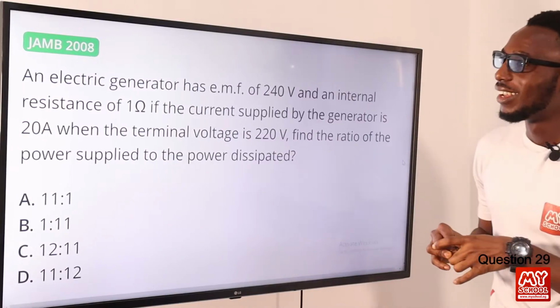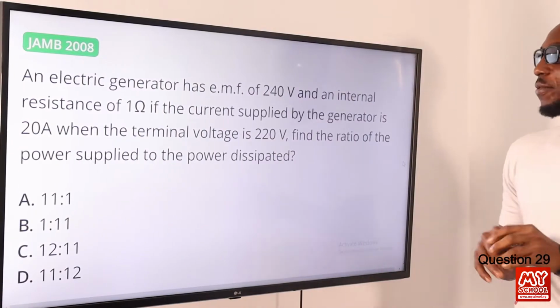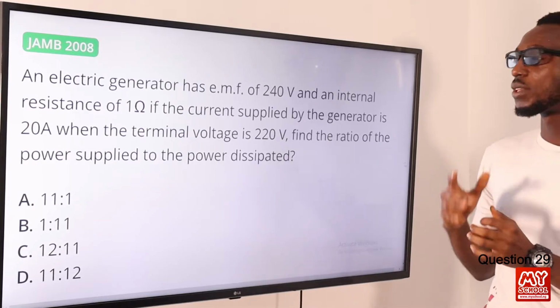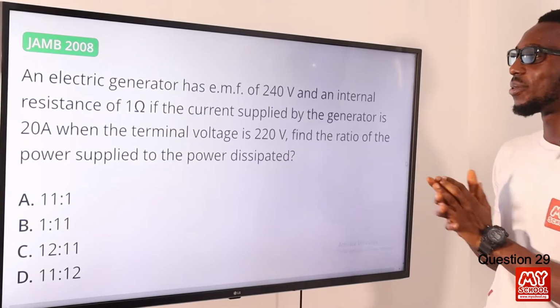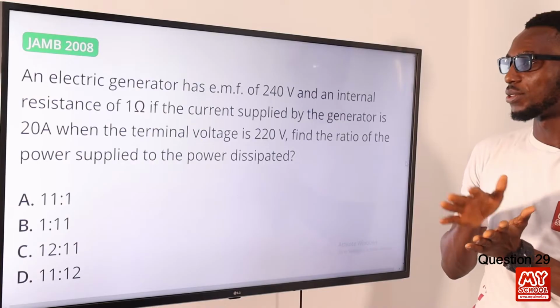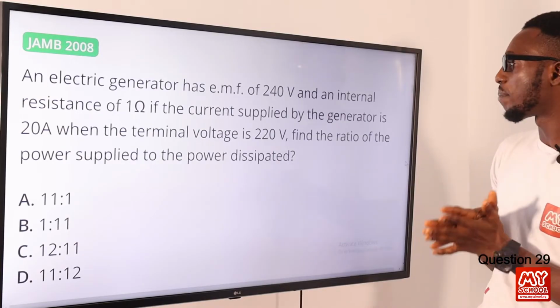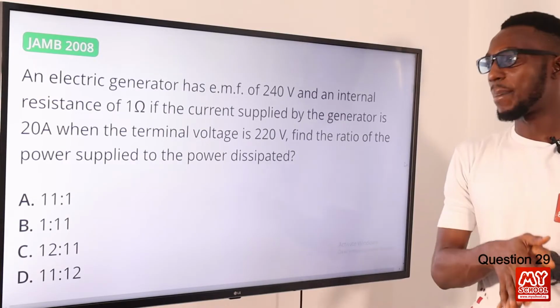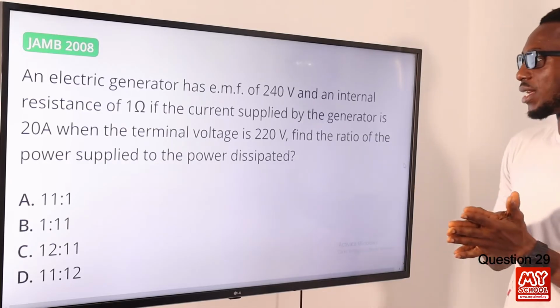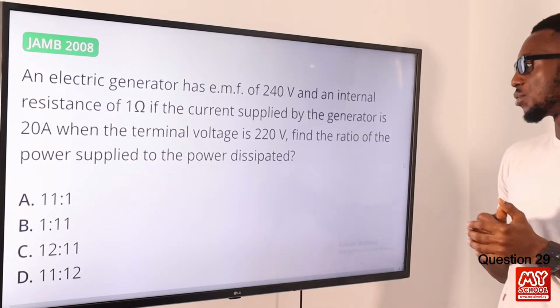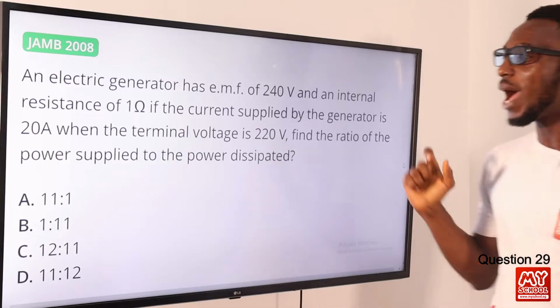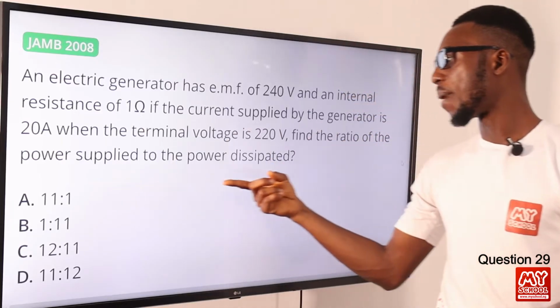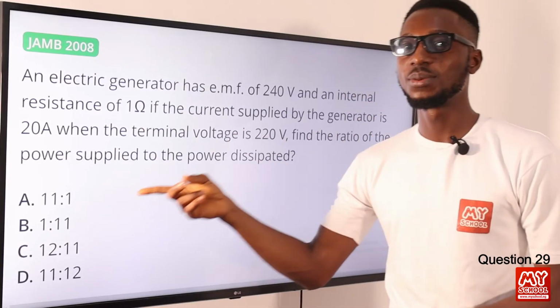29. An electric generator has EMF, electromotive force, of 240 volts and an internal resistance of 1 ohm. If the current supplied by the generator is 20 amperes, when the terminal voltage is 220 volts, find the ratio of the power supplied to the power dissipated.